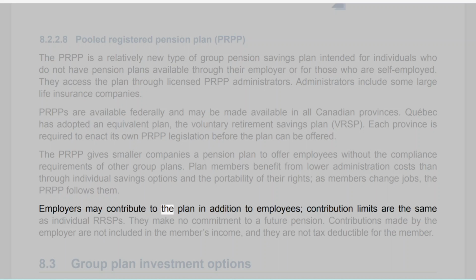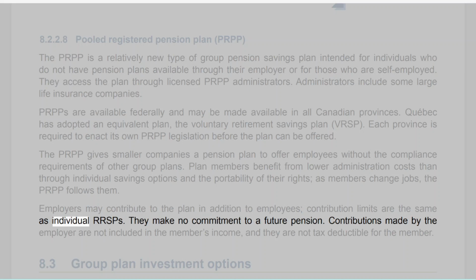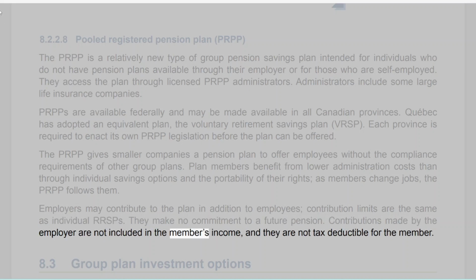Employers may contribute to the plan in addition to employees. Contribution limits are the same as individual RRSPs. They make no commitment to a future pension. Contributions made by the employer are not included in the member's income, and they are not tax deductible for the member.